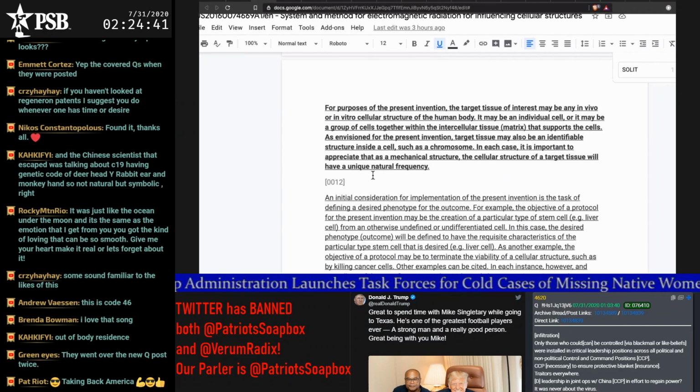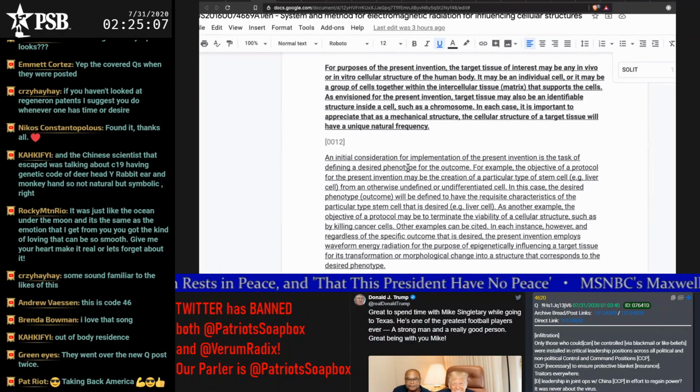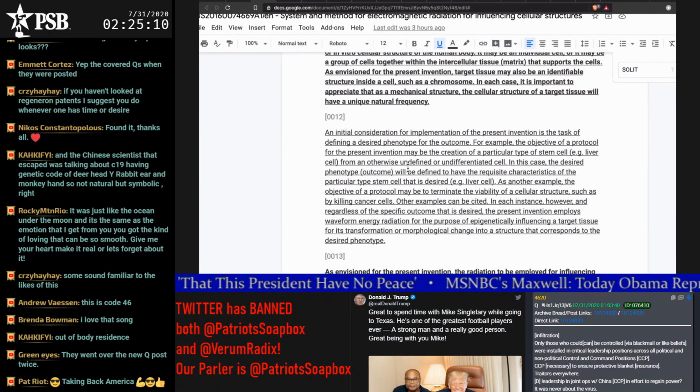As envisioned for the present invention, target tissues may also be identifiable structures inside a cell, such as a chromosome. So now they're talking about being able to identify targets of interest like a chromosome, which is a bunch of DNA wrapped up into chromosomes. In such case, it is important to appreciate that as a mechanical structure, the cellular structure of a target tissue will have a unique natural frequency. So we're talking about using electromagnetic waves to resonate in a unique way, being able to target cells independently, exclusively from other cells, based on those cells or those structures' unique resonance.